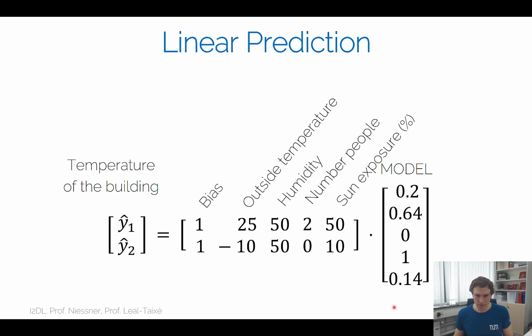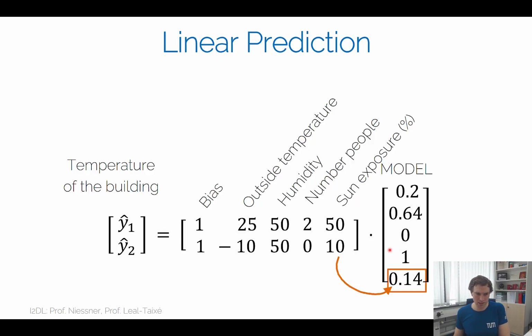Okay, so let's have a look at the number of people. So here in this sample, we have 2 people in the room. Here we have 0 people in the room. And our model tells us there's a 1 here. If I have 2 people in the room, I'm multiplying this by 1, meaning for every person I have in the room, my temperature will rise by 1 degree. That's literally what this model is telling us right now, right? It's very straightforward.